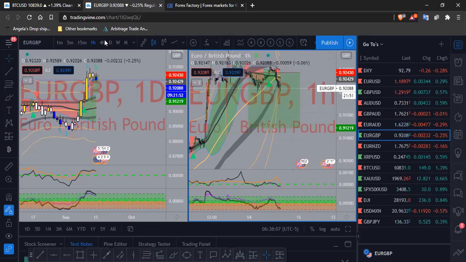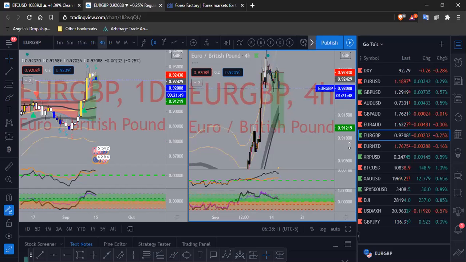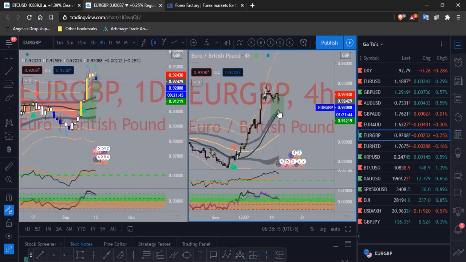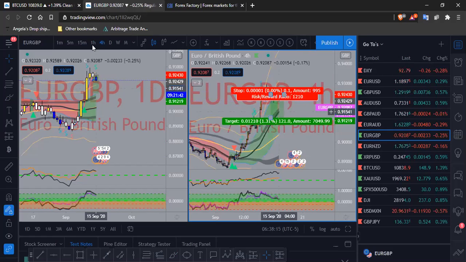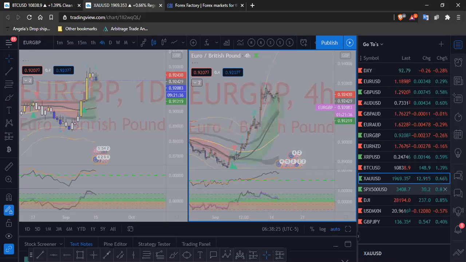Let me go on the 4 hour time frame. Yeah, still haven't even gotten to even near the 4 hour RSI line. So we'll see how that plays out. Let's go to gold real quick. Let me see if I can finish this before time runs out. I probably can.